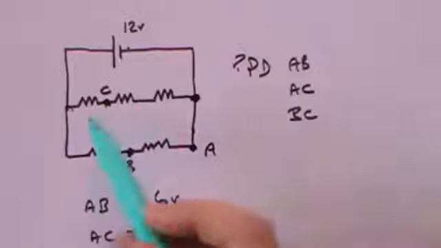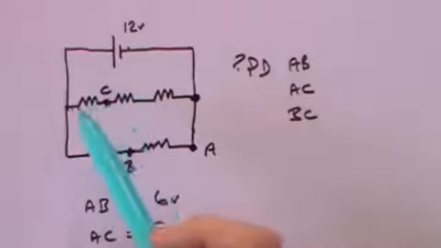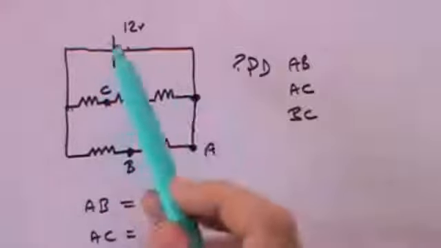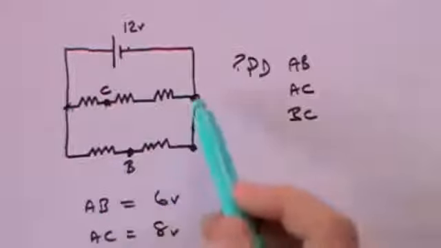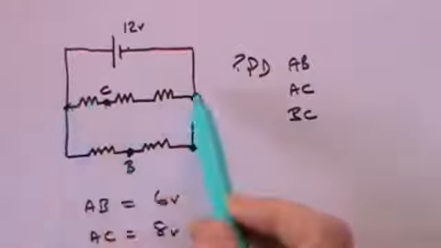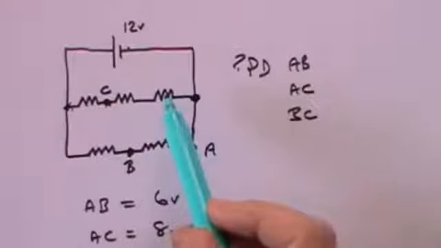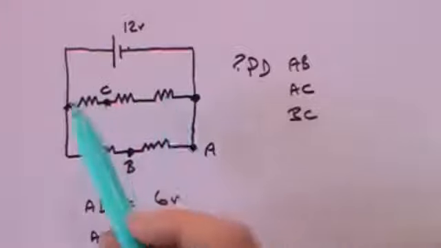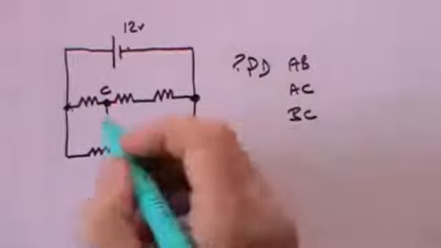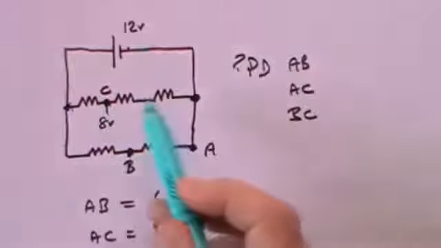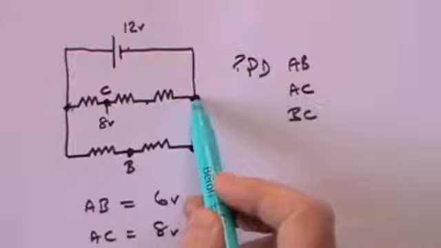Well, let's just think about what the potentials are of these 2 points, B and C. First of all, C. We just said that 12 volts is dropped. Remember, the positive side of the battery is here, so this is at 12 volts and this is at 0 volts. And we said there are 3 equal resistors, so they're each going to drop 4 volts. So this is 12 volts, this point C, therefore, must be at 8 volts, this point here must be at 4 volts, and this point here must be at 0 volts.